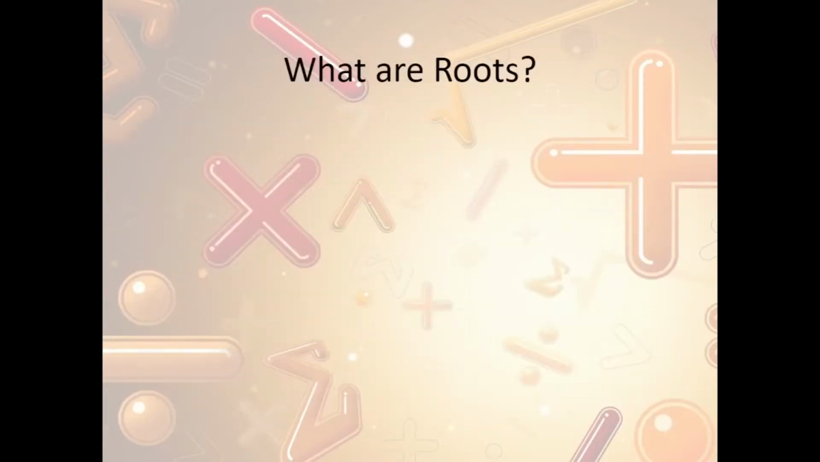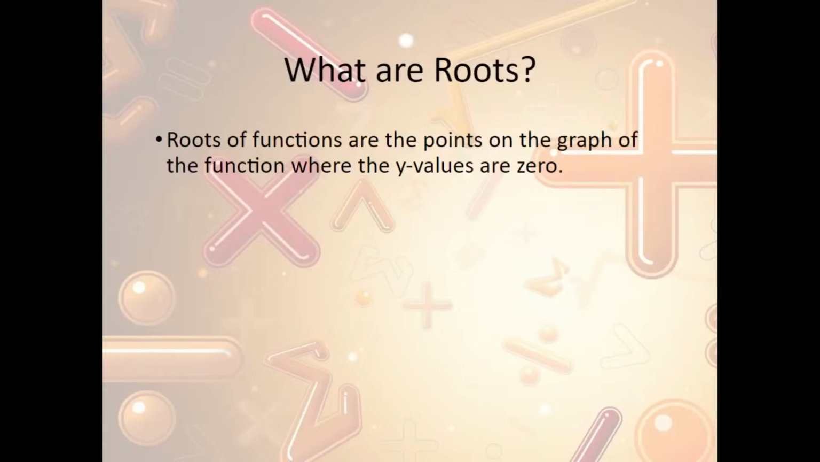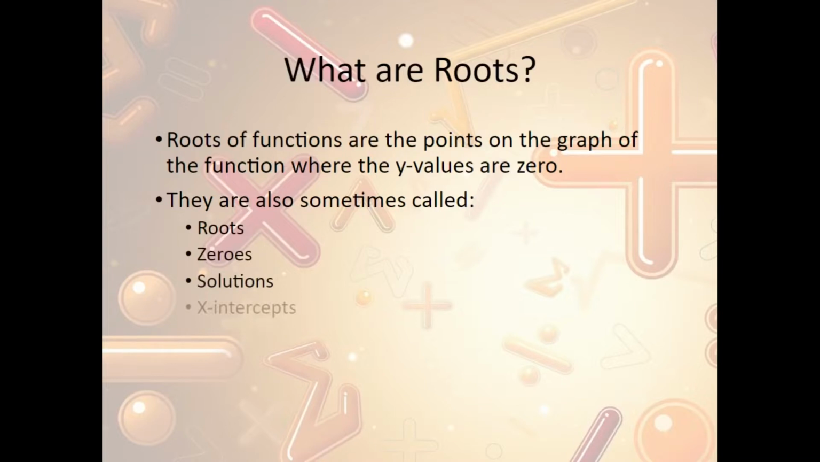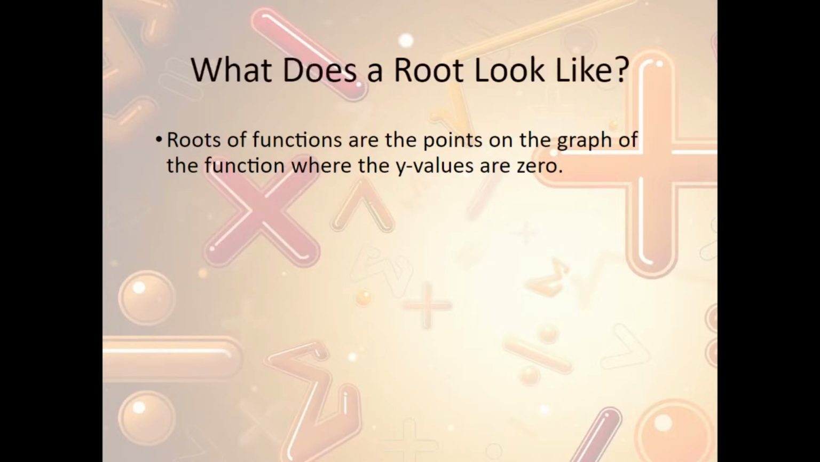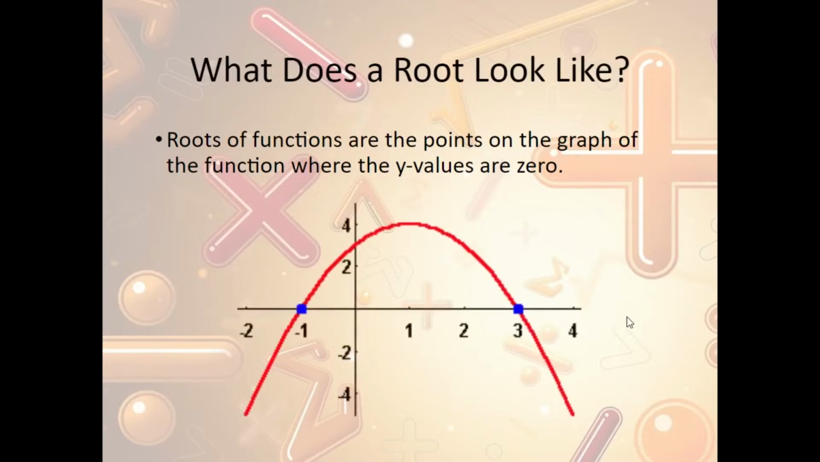Okay, what are roots? Roots of functions are the points on the graph of a function where the y values are 0. Another way to think of this is where the graph touches the x-axis. We call these roots, and we also sometimes call them zeros, solutions, and x-intercepts. So all of those are different things that roots can be called. So what does a root look like? It's an x-intercept, or where the line crosses the x-axis. So it crosses here, and then it comes back down and crosses here. We call those the roots.